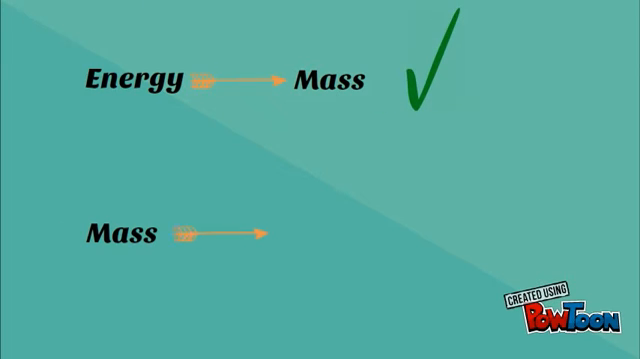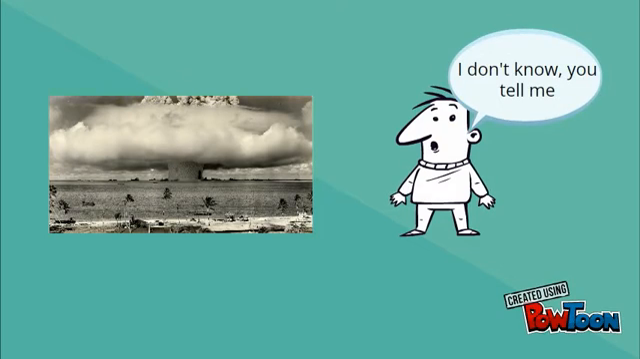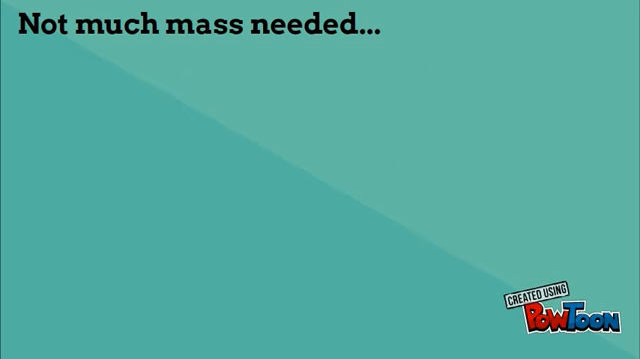The previous example was of energy being converted into mass. But what about mass being converted into energy? The most common example of mass being converted into energy is that of the atomic bombs dropped on Nagasaki and Hiroshima. But how much mass is needed to release that much energy? The answer is not as high as you might think. In fact, only 700 milligrams of mass was converted into energy during the Hiroshima bombing.